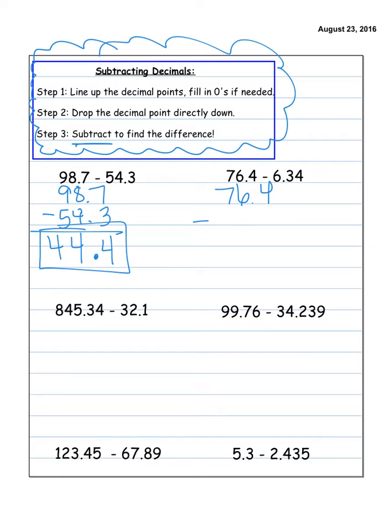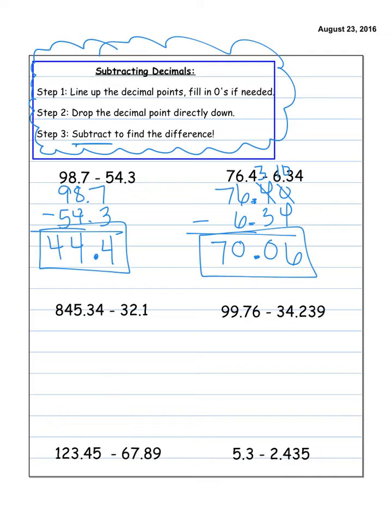76 and 4 tenths minus 6 and 3/4. Notice the decimals are lined up. I add that 0. 0 minus 4 we can't do, so take away a 3. Make that a 10. 10 minus 4 is 6. 3 minus 3 is 0. 6 minus 6 is 0, and then 7 minus 0 is 7. So 70 and 6 hundredths.